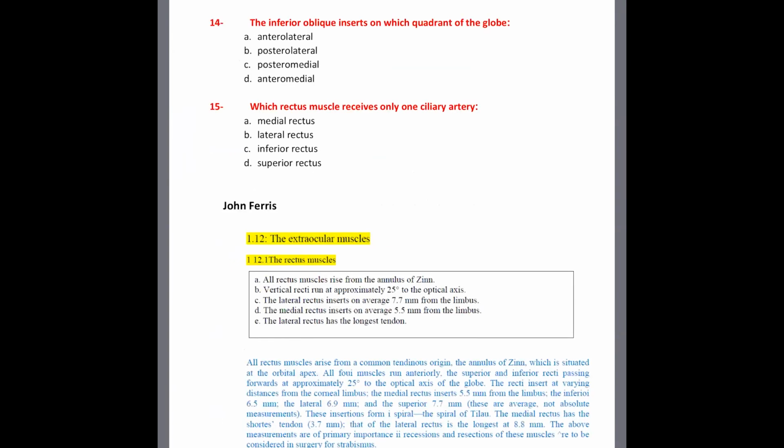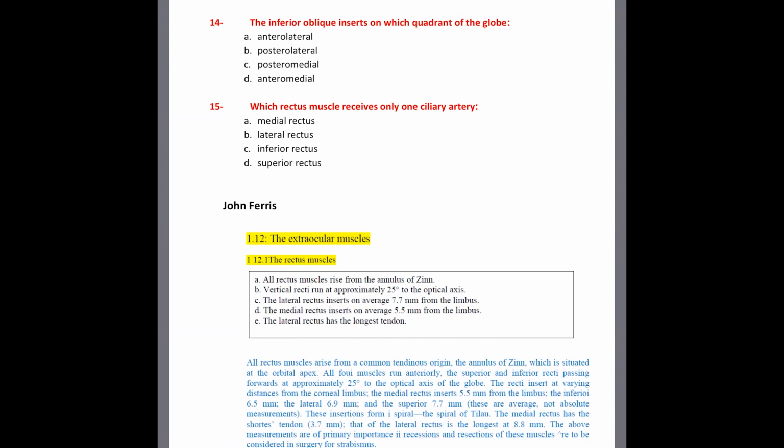13. The superior oblique inserts on which quadrant of the globe? This is very easy. Posterior superior. So the answer is A. Number 14. The inferior oblique inserts on which quadrant of the globe? Posterior lateral. Posterolateral, yes. So the answer is number B.